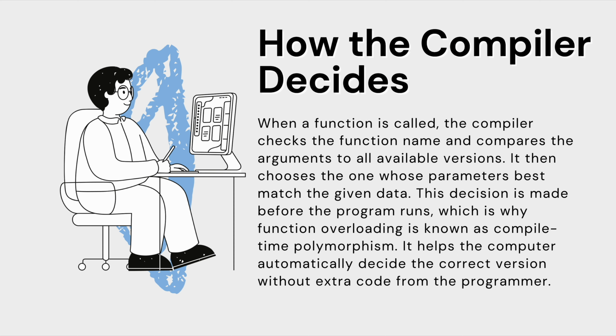How the compiler decides. When the program runs, the compiler looks at the function name and the arguments in the call, then chooses the one that matches best. This decision happens while compiling, so it's called compile-time polymorphism. It's a simple but powerful way to let the computer handle the function selection automatically.